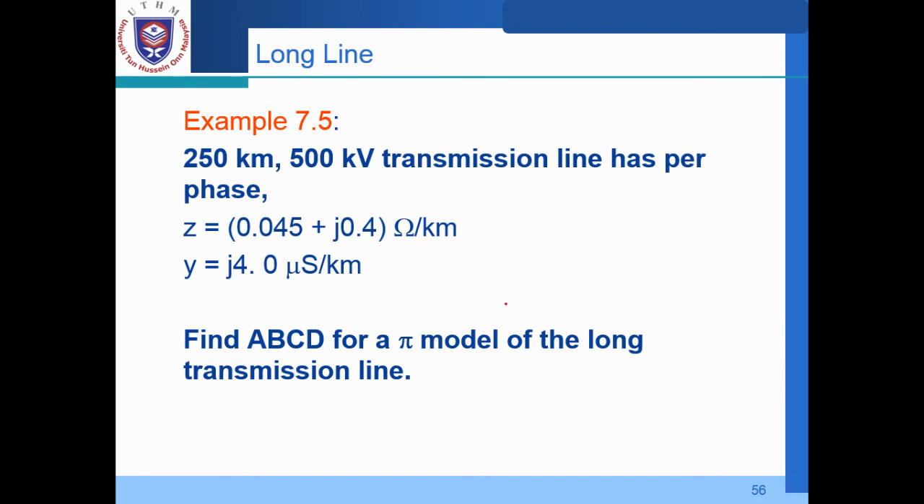So to have a better understanding, we go to example 7.5. The distance is given as 250 kilometers. This is a 500 kV transmission line with per-phase Y of j4.0 microsiemens per kilometer and Z of 0.045 plus j0.4 ohm per kilometer. We have to find the values of A, B, C, D, the parameters of the nominal pi model of the long transmission line.